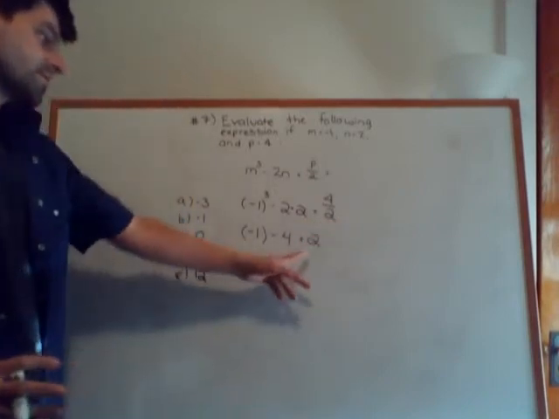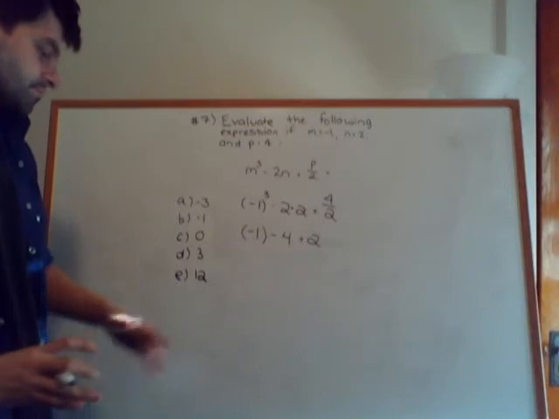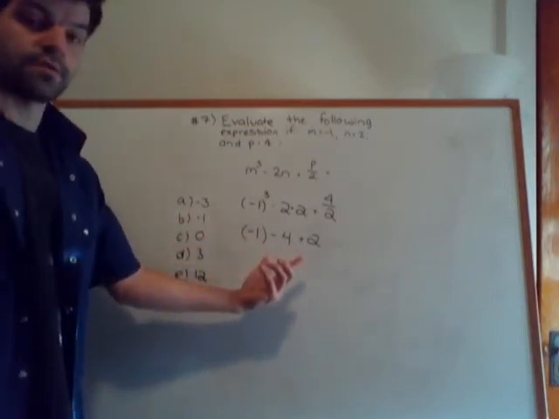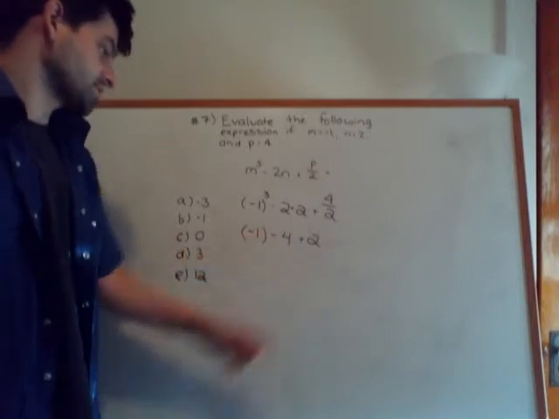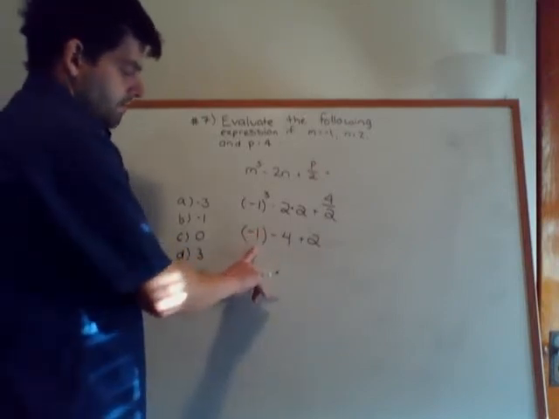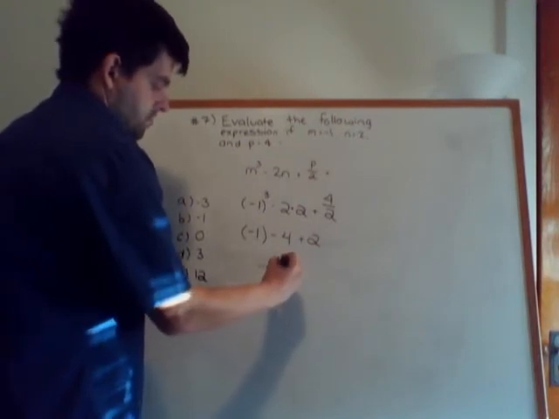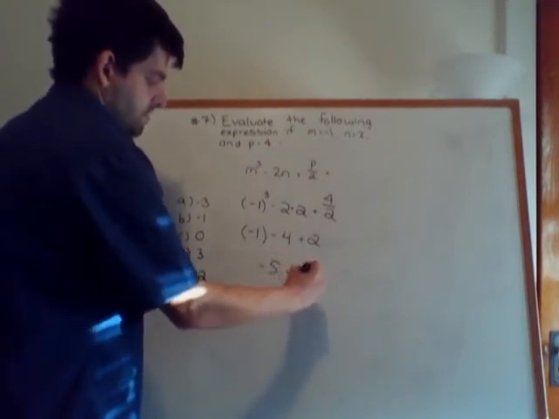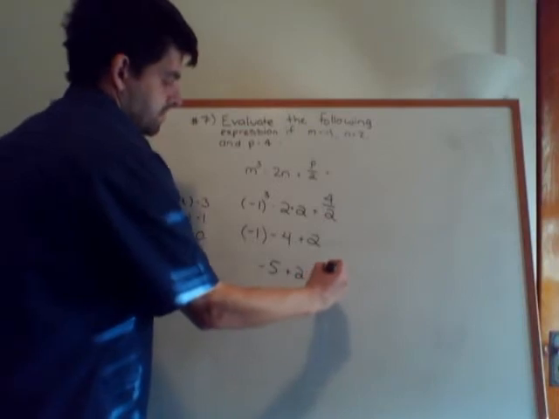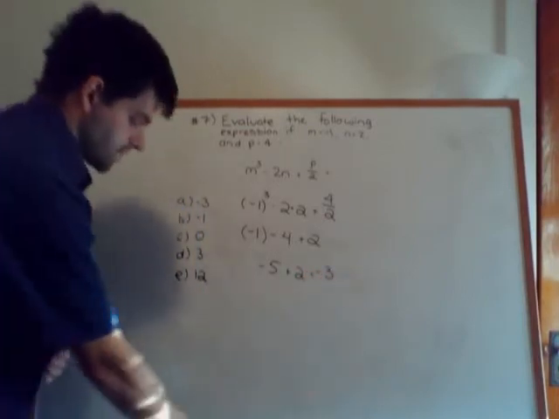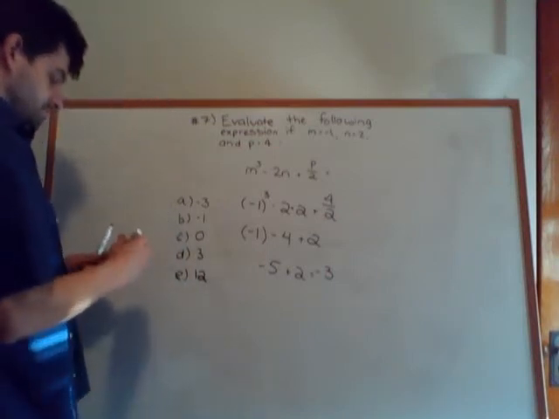Addition and subtraction are the same priority level, so we can work from left to right here. -1 minus 4 is -5, plus 2 equals -3. So -3 is indeed our answer.